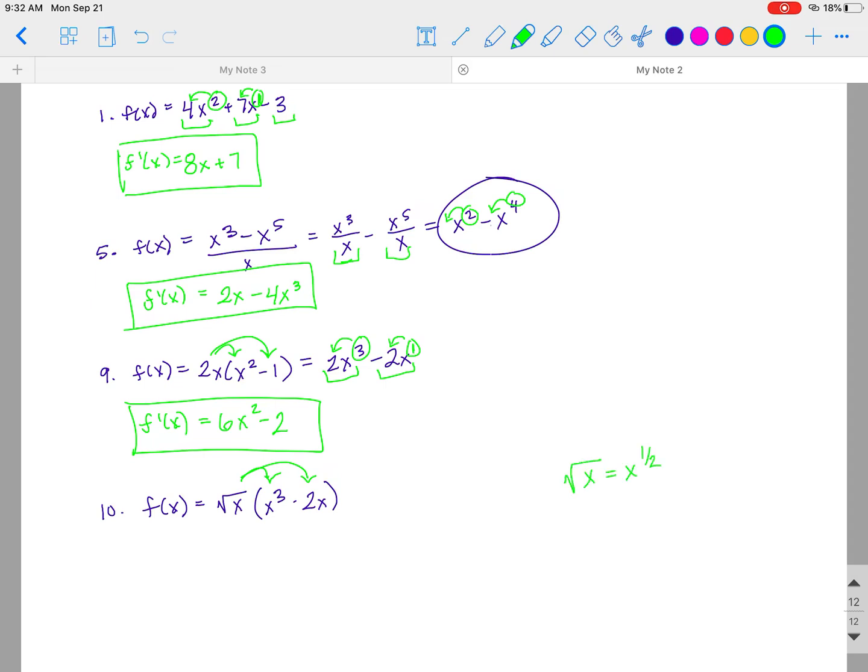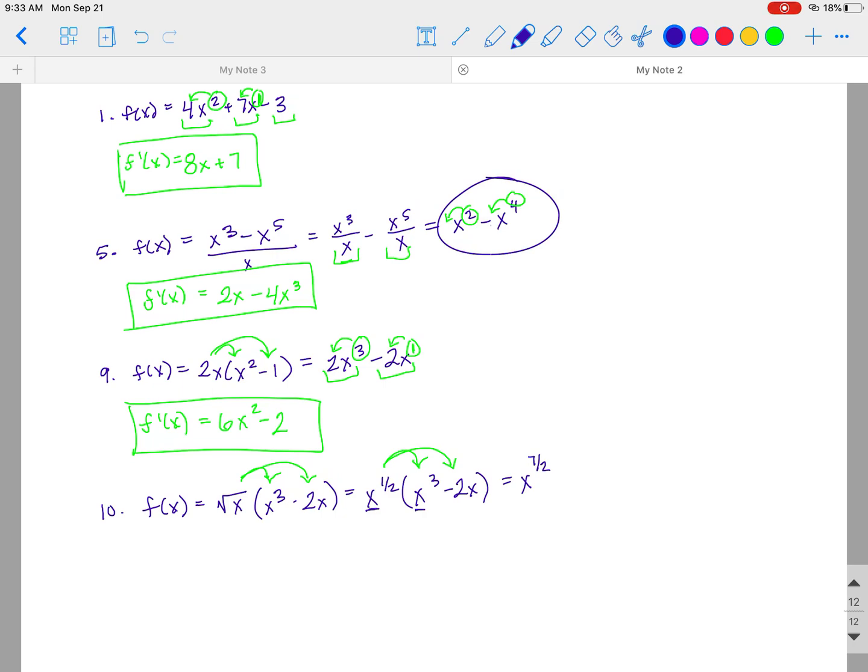Well, I want you guys to remember that the square root of x is the same thing as saying x to the 1/2 power. So what we mean to say here is x to the 1/2 times x cubed minus 2x. So when I go to distribute this, I'm going to get, when you multiply powers with the same base, you add their exponents. So you're going to get x to the... what is 3 plus 1/2? That is the same thing as saying 1/2 plus 6/2. So you get 7/2.